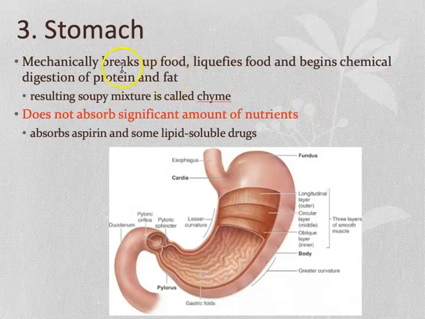So again, its main job is the breaking up of food, the liquefying of food, and starting the chemical digestion, not absorption of nutrients. A few things will get across the stomach, aspirin, some drugs can get across. And then, as I mentioned to you, you'll see that there's an extra layer here of smooth muscle. So we have the longitudinal layer, we have a circular layer, and then we have an oblique layer. So just one extra layer here.